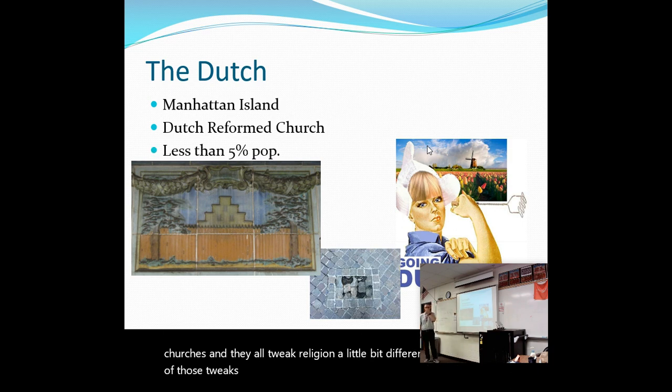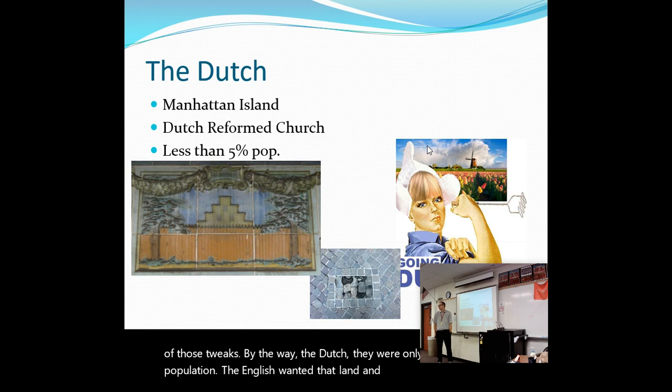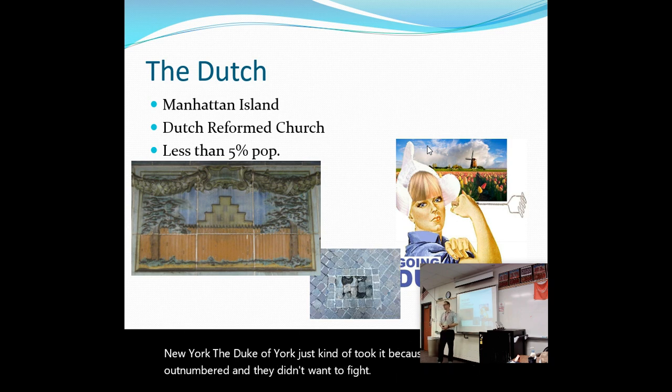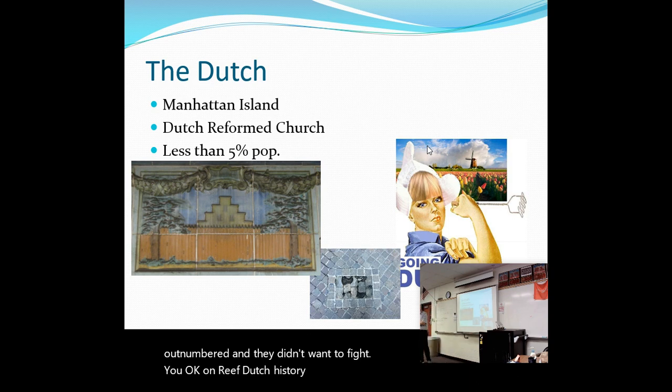By the way, the Dutch, they were only 5% of the population. The English wanted that land, and the Dutch give up without a fight. They're like, okay, Duke of York, you can take all of this. So New Amsterdam becomes New York. The Duke of York just kind of took it because the Dutch were outnumbered and they didn't want to fight. You okay on brief Dutch history? Kind of interesting. New Amsterdam becomes New York.